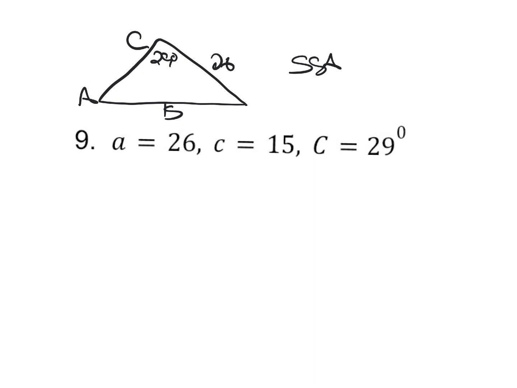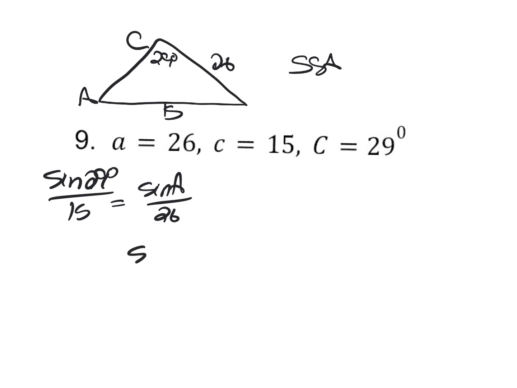So I gotta use what they gave me. I gotta use sine 29 over 15 equals sine big A, which I don't know, over 26, which is side A. So again, I'm gonna multiply those out and divide and see what I get. Maybe no solution again, only one way to find out. I'm gonna punch it in and see what happens.